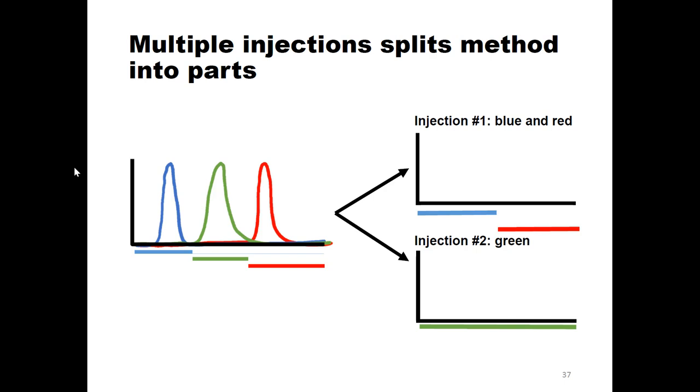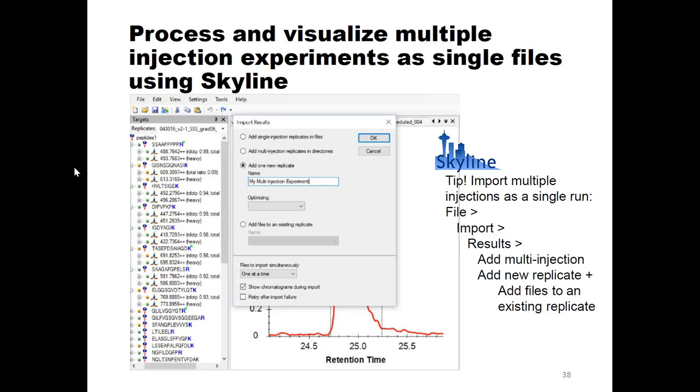So let's go back to this hypothetical experiment where I had 3 peptides, and when I didn't have it scheduled, when I went blue, green, red, blue, green, red, blue, green, red for the duration of the method, I didn't have enough points across the peak. Let's say for whatever reason I wasn't comfortable with scheduling, or I just was lazy because I'm a grad student, both are true. I could say, okay, for injection 1, do half of my list. Injection 2, do the other half of my list. And then when you're in Skyline, you can import all of those as a single method, so you can view all the results at the same time, even though they were acquired in maybe 4 different sample injections.